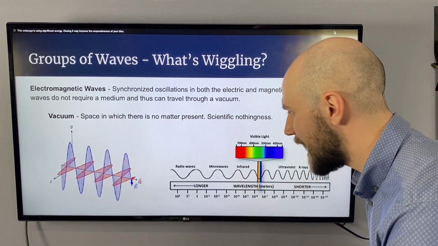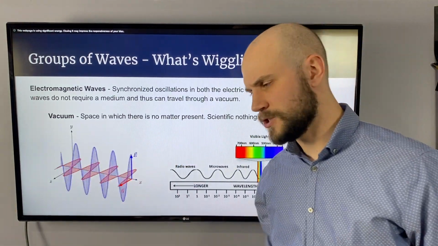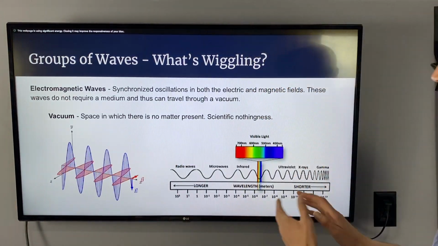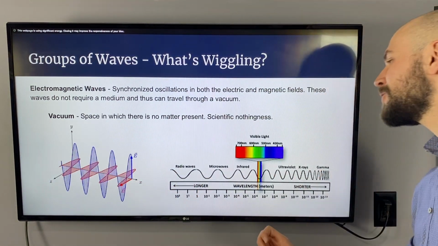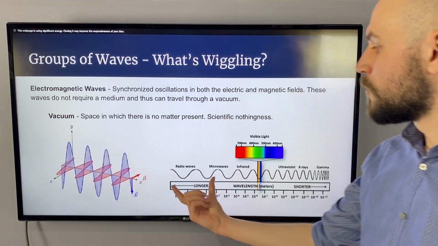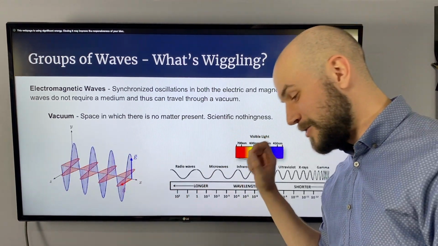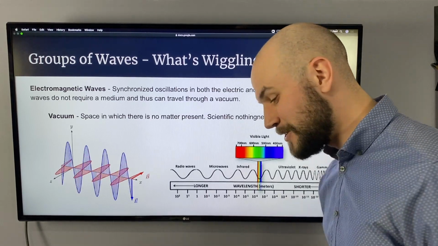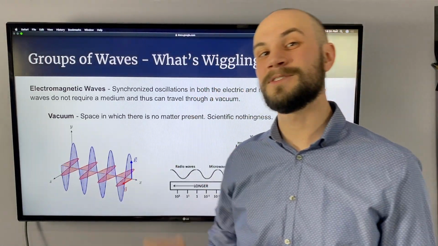Well, what are the different types of light waves? We're going to be diving into this in a future section, so don't worry about it too much here. But this is the entire spectrum of light, the electromagnetic spectrum. Really long wavelengths of light are what we call radio waves. When you're in your car and you're tuning your radio, you're tuning into light waves.